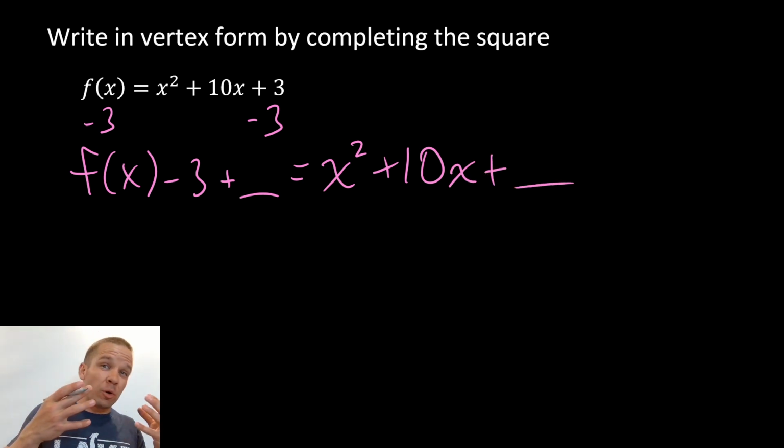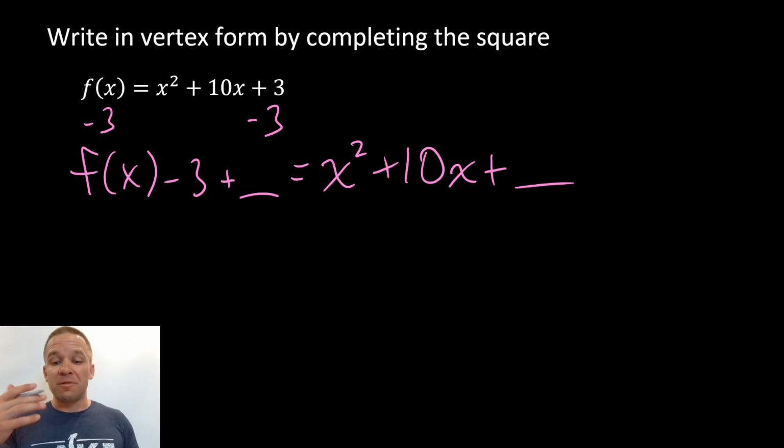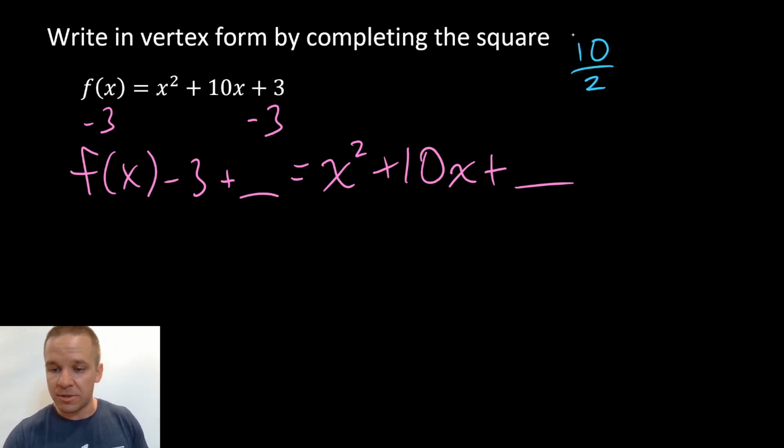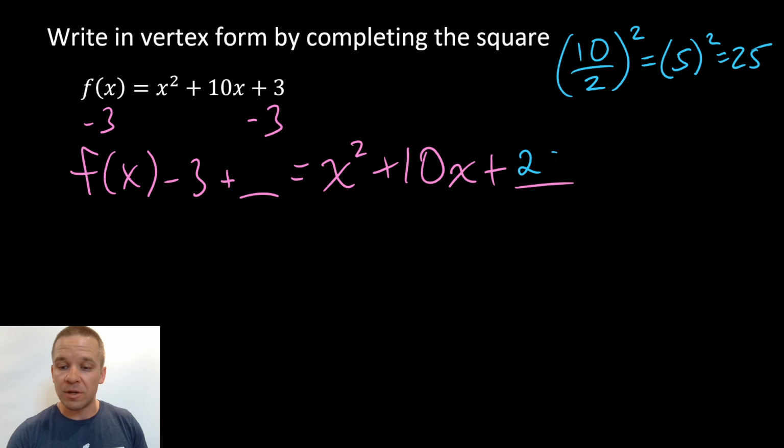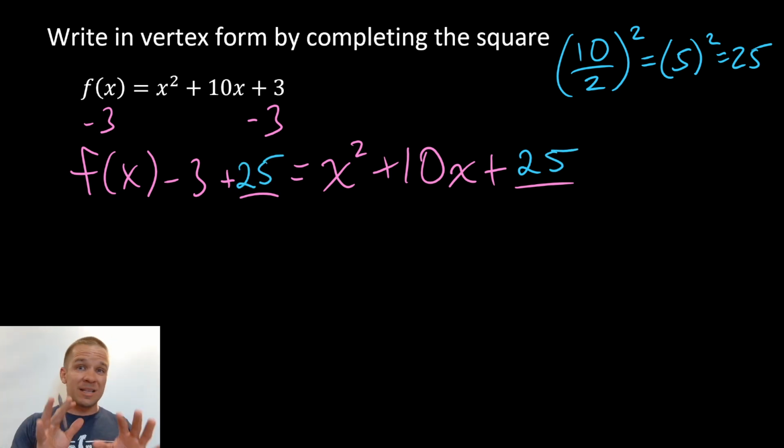Now, to figure out what number goes in that blank, I'm going to need to divide that 10 by 2 and square it. So 10 divided by 2 squared equals, that's 5 squared, which is 25. So 25 is going to go in this blank, and it's going to go in this blank right here. If I add it to both sides, that equation is balanced, right? And I use that number because it's going to allow me to factor that right-hand side into x plus 5 times x plus 5, or x plus 5 quantity squared, to get me into vertex form, or nearly into vertex form.